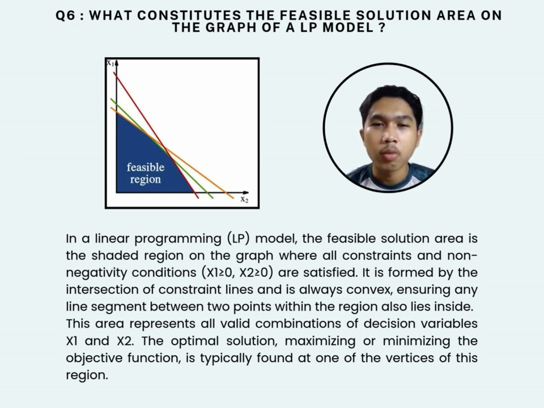In a linear programming model, the feasible solution area is the shaded region on the graph where all constraint and non-negativity conditions, x1 greater than 0 and x2 greater than 0, are satisfied. It is formed by the intersection of constraint lines and is always convex, ensuring any line segment between 2 points within the region also lies inside. This area represents all valid combinations of decision variables x1 and x2. The optimal solution, maximizing or minimizing the objective function, is typically found at one of the vertices of this region.